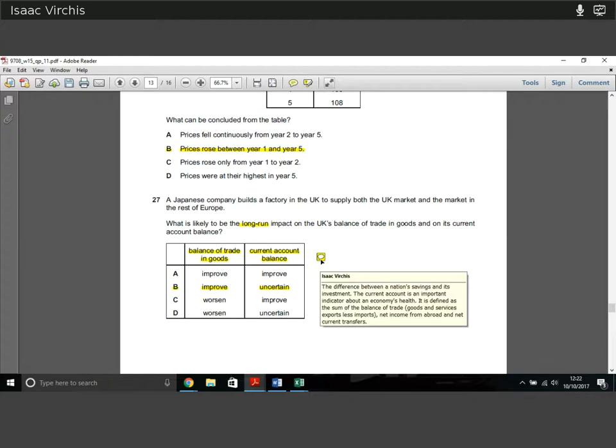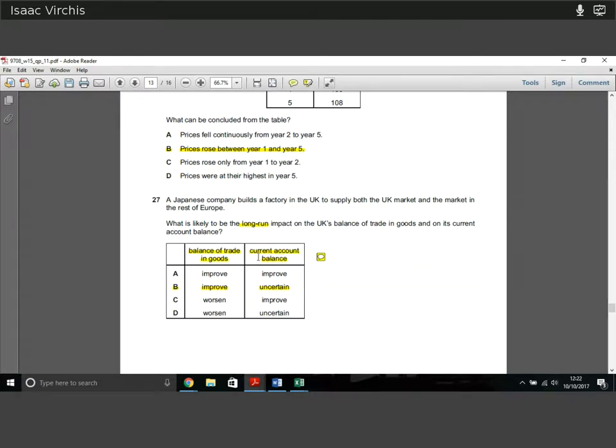we can see that they're going to export goods to the rest of Europe from the UK. We're likely to see an improvement in the balance of trade in goods, which is that we're exporting more goods than we were previously. And we can make that conclusion. We can't actually conclude anything about the current account balance. It's important to be careful to check that you can actually make a statement. If there are other factors that aren't talked about in the question, it's unclear and risky to make a conclusion about the current account, and therefore uncertain as the right answer.